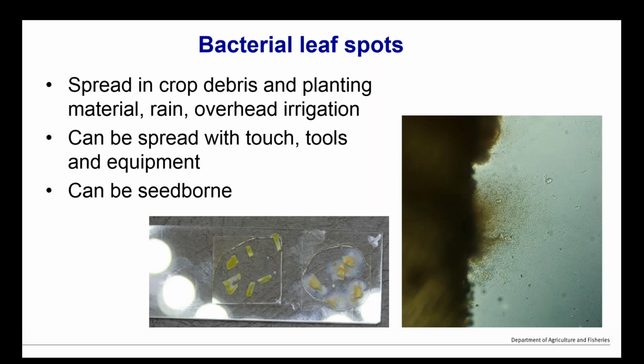Or if you're dealing with seedlings and there's a leaf spot on the leaf, you touch that leaf and then you pot it up into a larger pot, you're maybe a little bit too vigorous, you potentially can then cause a stem canker in the plant. So you have to be careful and have very good hygiene when you're dealing with bacterial pathogens.